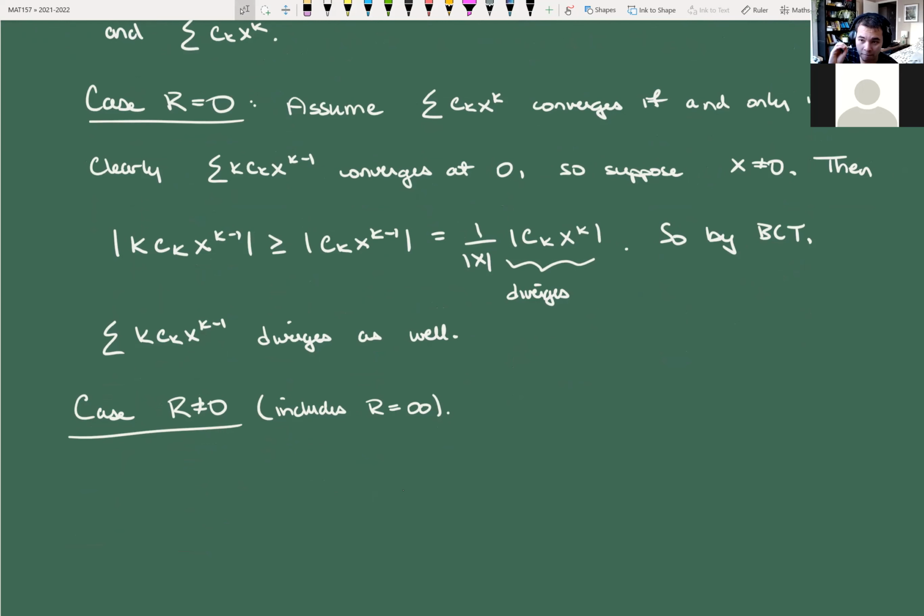So we want to show that if we're less than r, then we converge absolutely. And if we're greater than r, then we diverge. So suppose that we're less than r, and let's show that the sum of k c_k x^(k-1) converges absolutely.